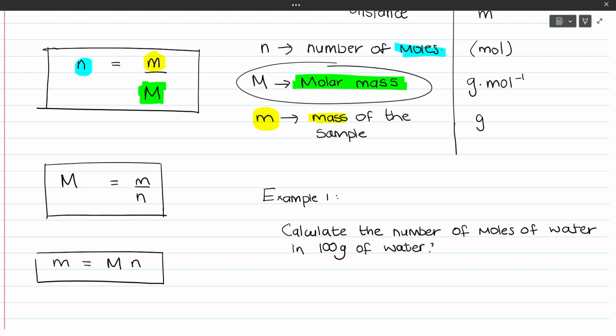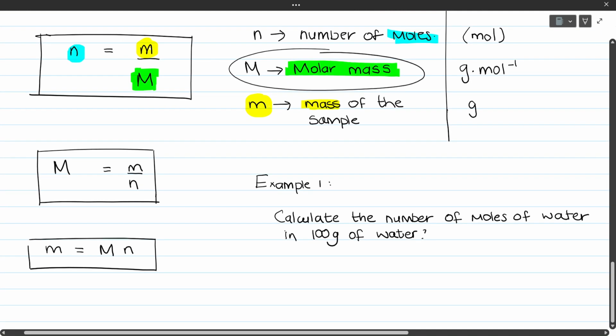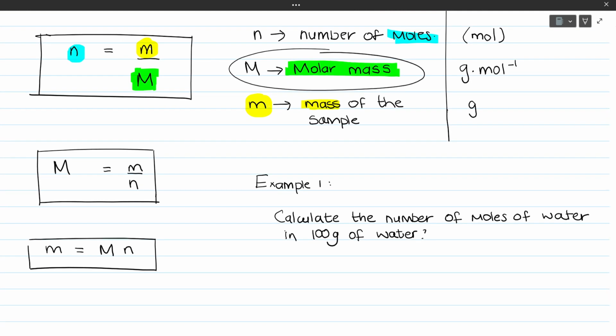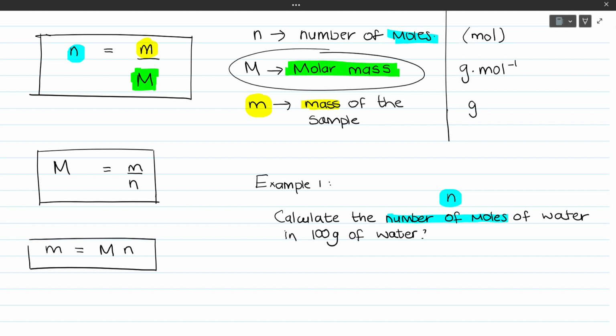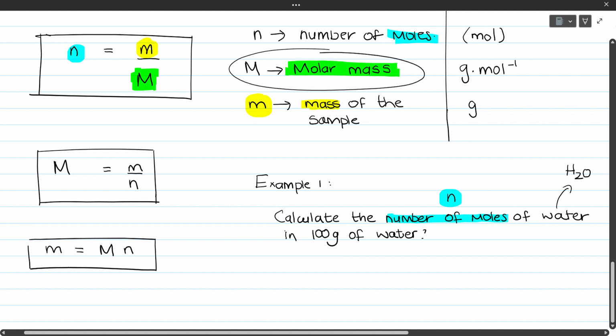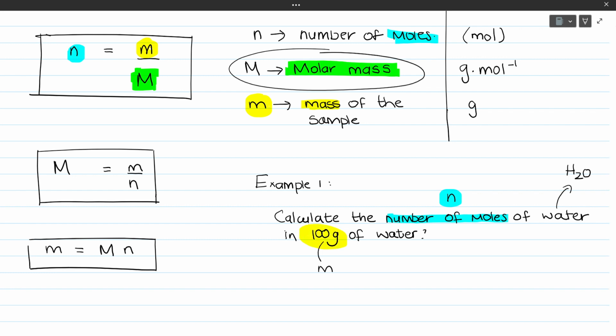Alright, let's have a look at how we do this. So firstly they want the number of moles. The number of moles is n, in water. So take note that they didn't give you your chemical formula here. But we all know what water is, right? It's H2O. They gave you the mass of your water. They told you that it's 100 grams, so let's just highlight that. So this is your m, right?